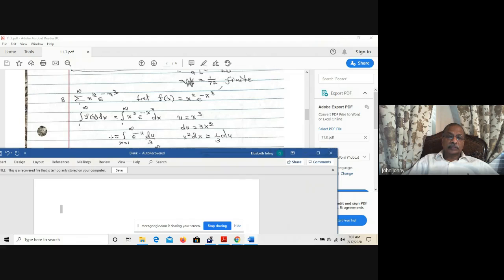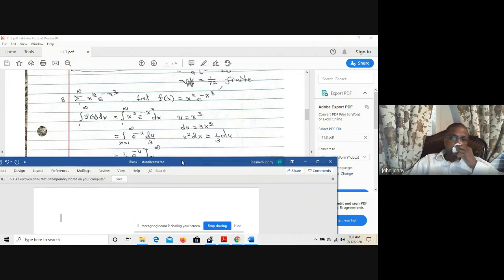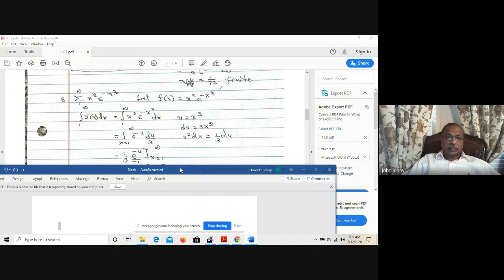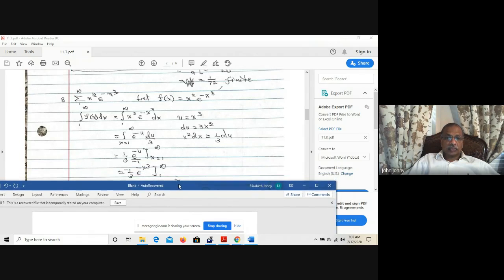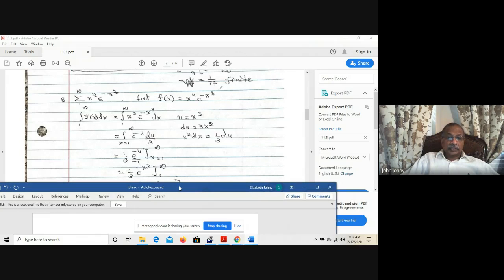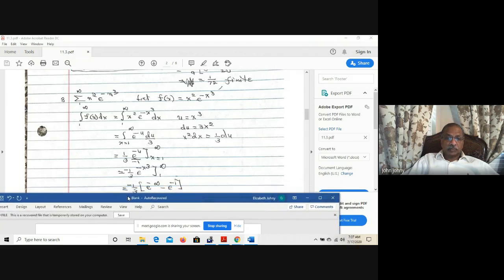So that integral is equal to the integral, x varies from 1 to infinity, of e to the negative u times du over 3, because x squared dx is 1/3 du. That is 1/3 times e to the negative u over negative 1, x varies from 1 to infinity. You replace your u; u is x cubed. So that is negative 1/3 e to the negative x cubed, x varies from 1 to infinity.